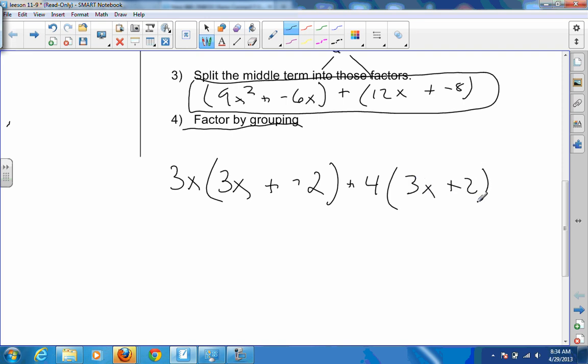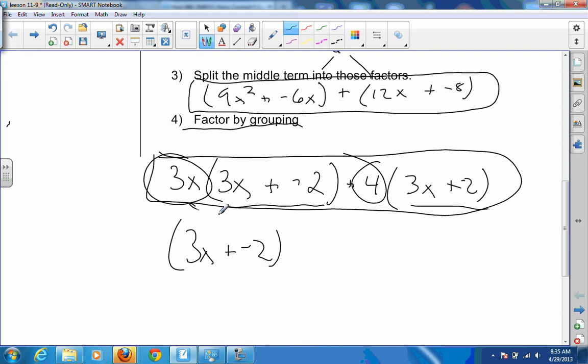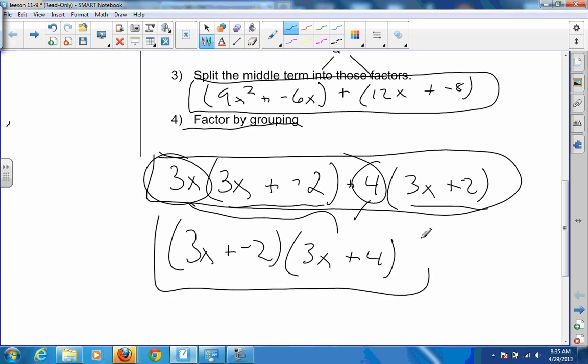And from here, this part we've already done before. We've done that whole thing. So now you should be able to tell me what our answer is going to be. Oh, sorry, I forgot my negative sign here. Remember, we have a common binomial that's going to be one of the answers. So 3x plus negative 2 is going to be one of them. And remember, our coefficients that we've pulled out are going to be part of the second binomial. So we get 3x plus 4. All right, so this here is your final answer.